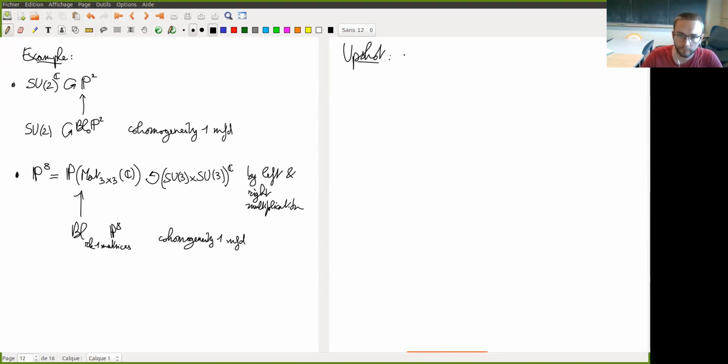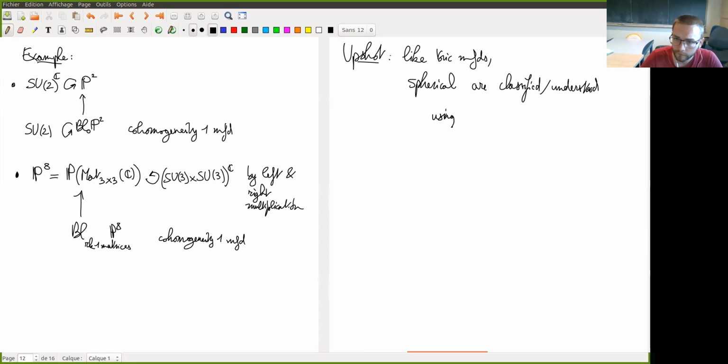But the upshot for spherical varieties is that like toric manifolds, spherical manifolds are classified and understood using combinatorial data.